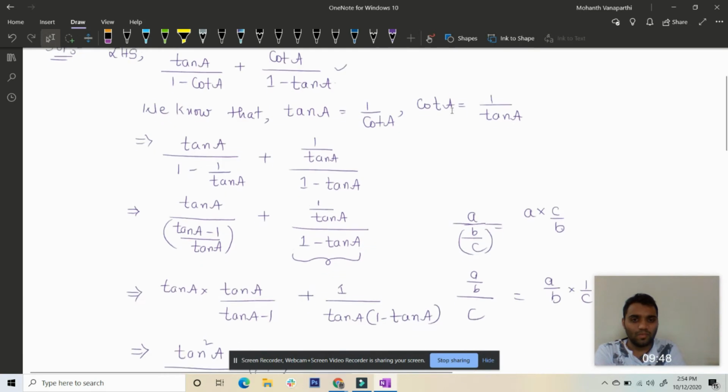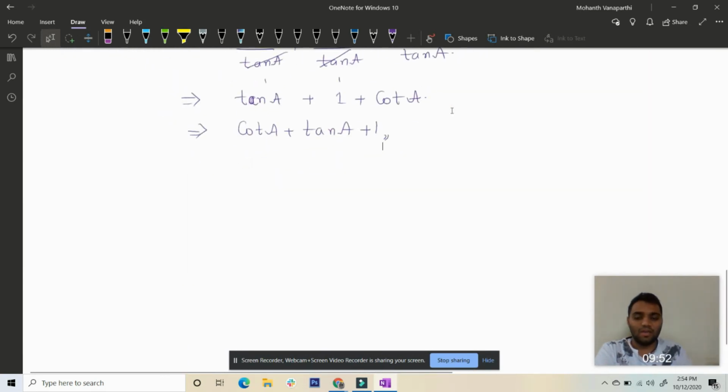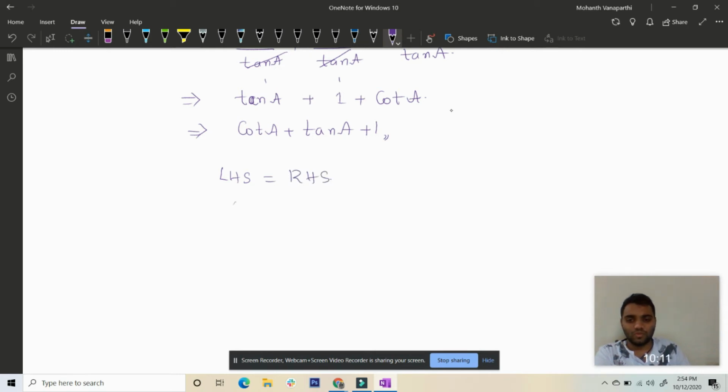Are they same? Yeah. Now we got LHS is equal to RHS. What we did is we have taken the LHS part and we simplified it to RHS. Finally, we got LHS is equal to RHS. Hence, we proved the statement. So, I hope this answered your question. Thank you. Let's crack it.